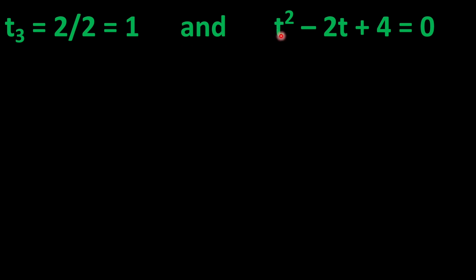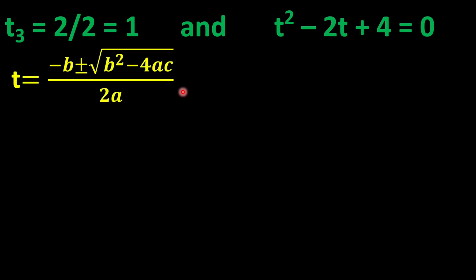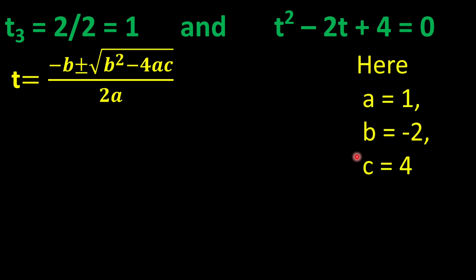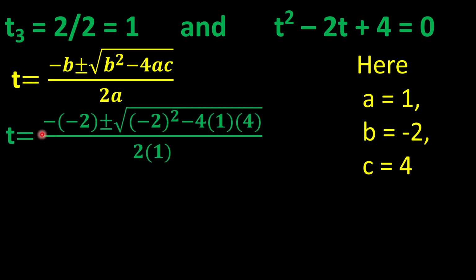And now the remaining equation which we have, t² - 2t + 4 = 0. So now it's again a quadratic equation, and let's apply the quadratic formula on this. Here we have a = 1, b = -2, and c = 4. So let's put these values in this quadratic formula. Our equation will become -(-2), because b is equal to -2, plus minus under the root b², that is (-2)² - 4, a = 1 and c = 4, divided by 2, a = 1.